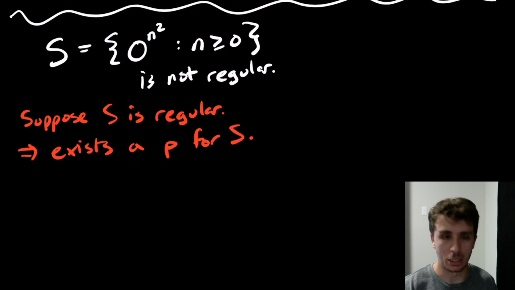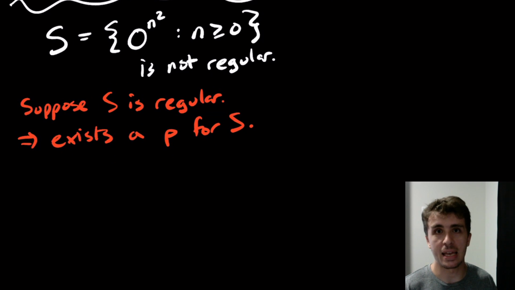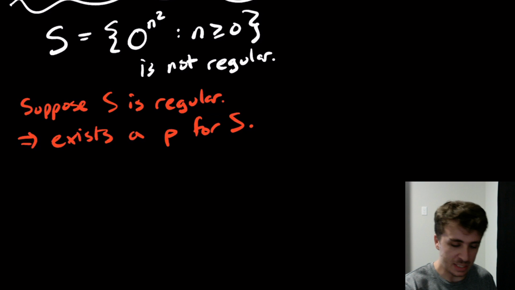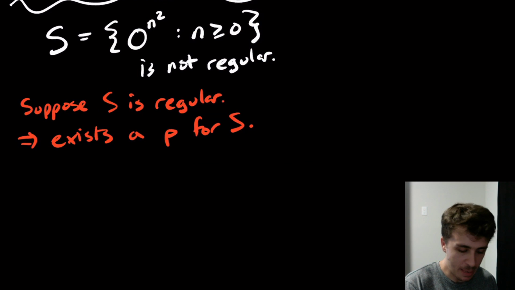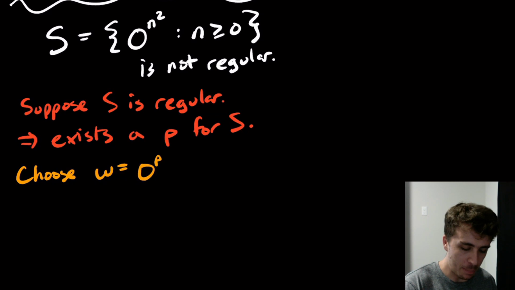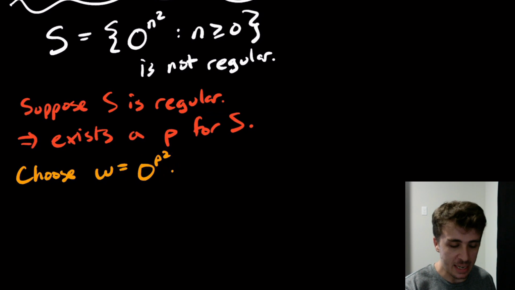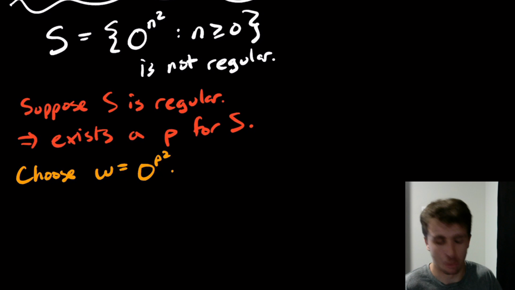Again, P is the pumping constant. So now we've got to pick a string that's in the language and of length at least P. The pretty obvious one to pick here is to choose w to be 0 to the p squared. The general technique is whenever there's an n or some variable in the actual language right here, put the pumping constant for that variable. So you see the n here? I just substitute p for n, and usually that works, and in this case it will.